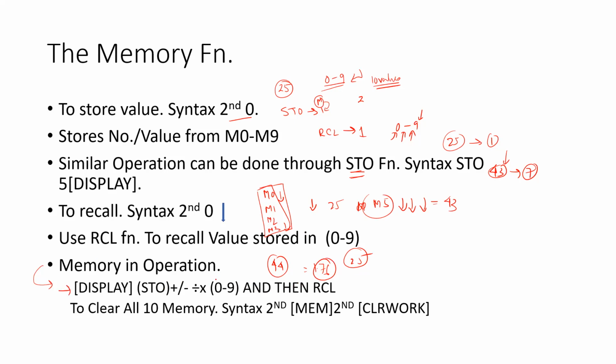So for example, 44 is my value which is appearing on my screen. I press store, and then whatever function I want to do, I want to do the division function. So I press division, and then I press the memory key 2. Okay. And then you press equal to, you will see nothing is appearing. It is still at 44 only. Can you see that?